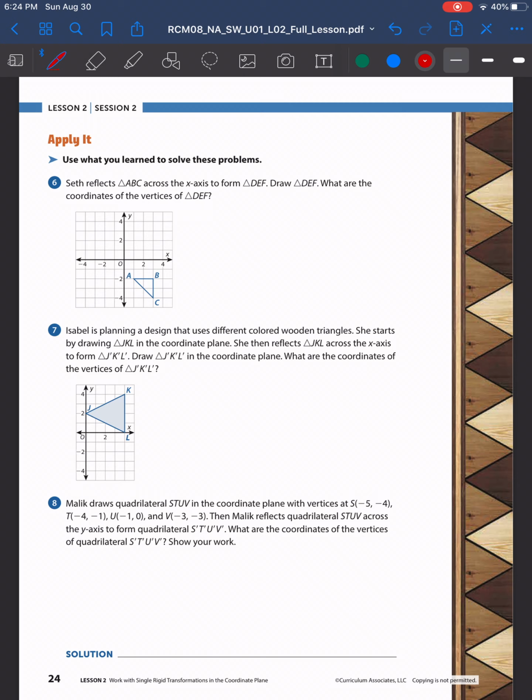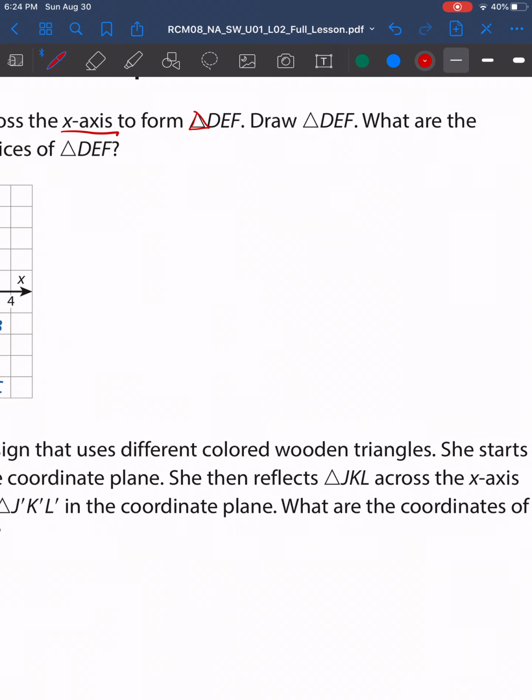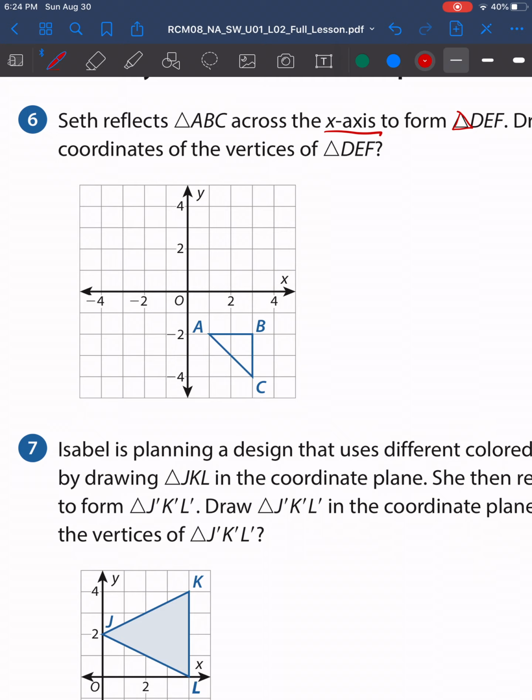Number 6. Seth reflects the triangle ABC across the x-axis to form triangle DEF. Draw DEF. What are the coordinates? Okay, so I'm going to go ahead and do that. We're going to reflect it across the x-axis, so this is our line of reflection. Let's start with vertex A.